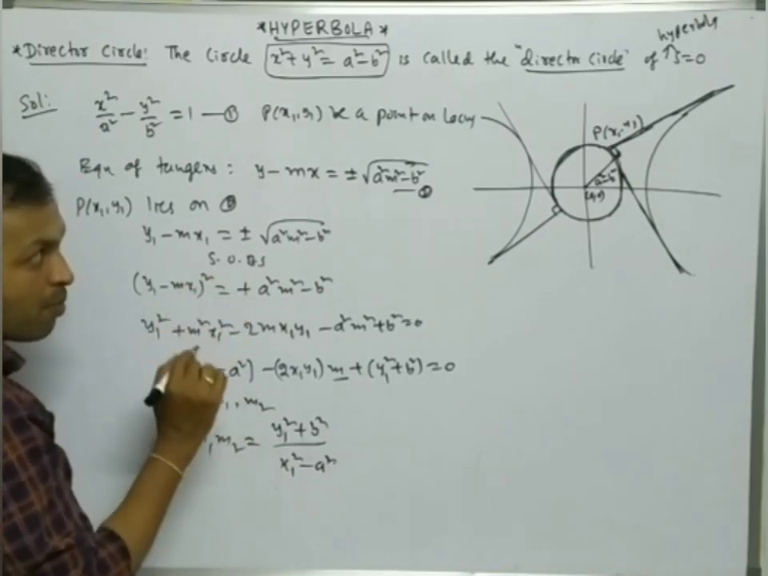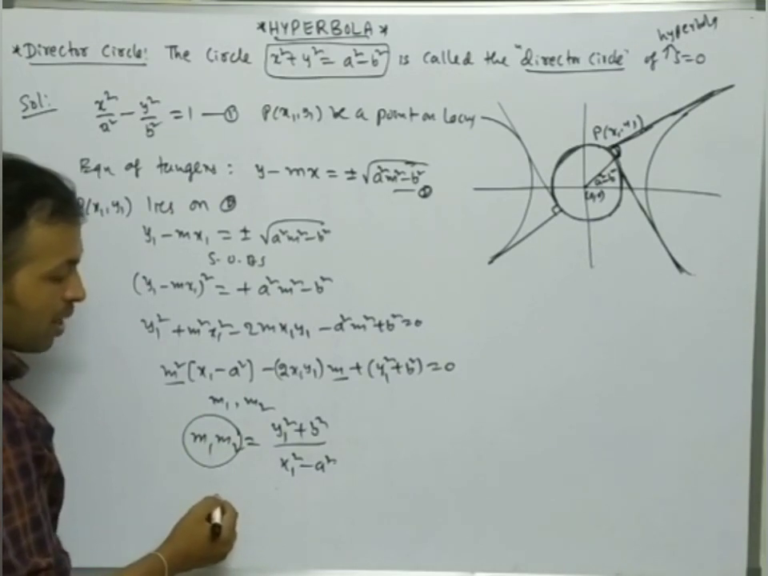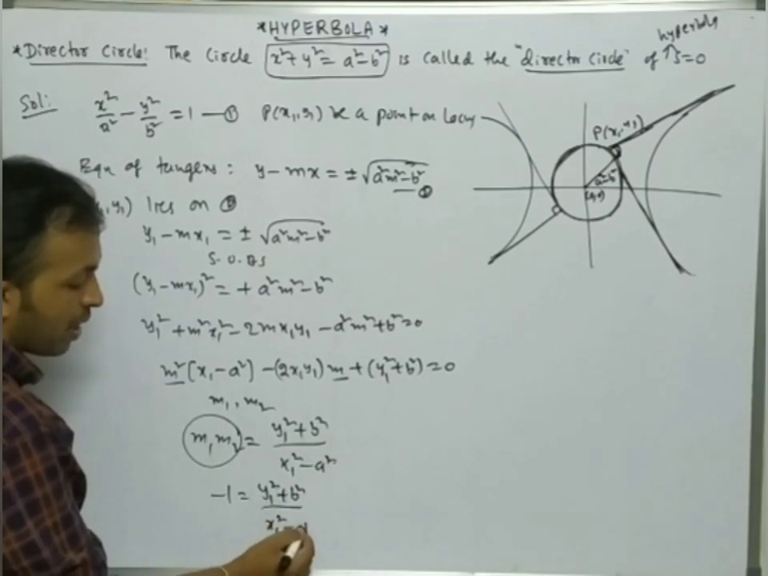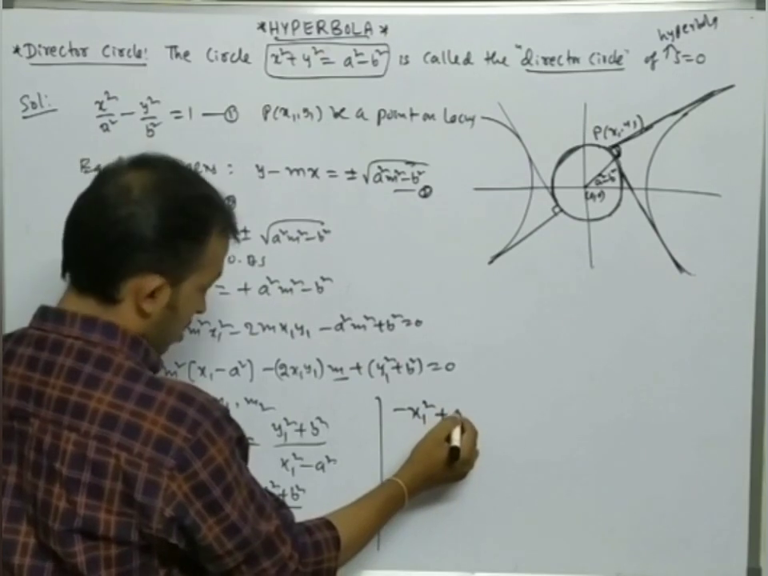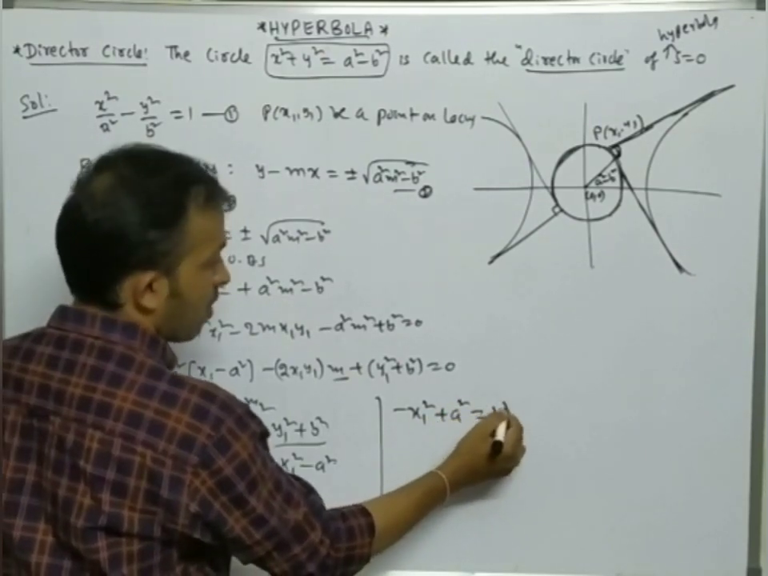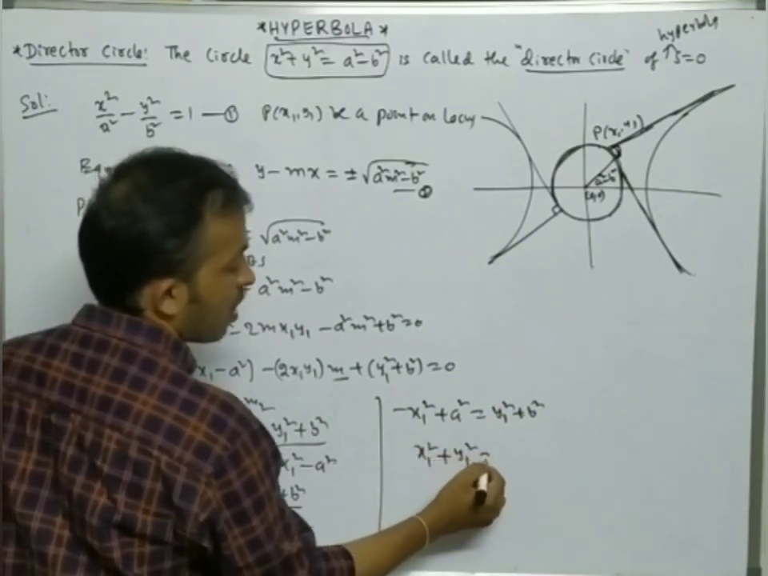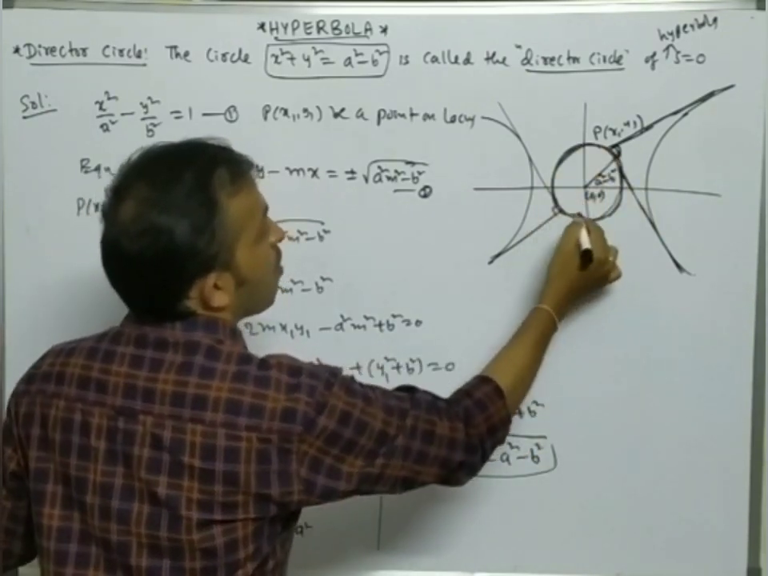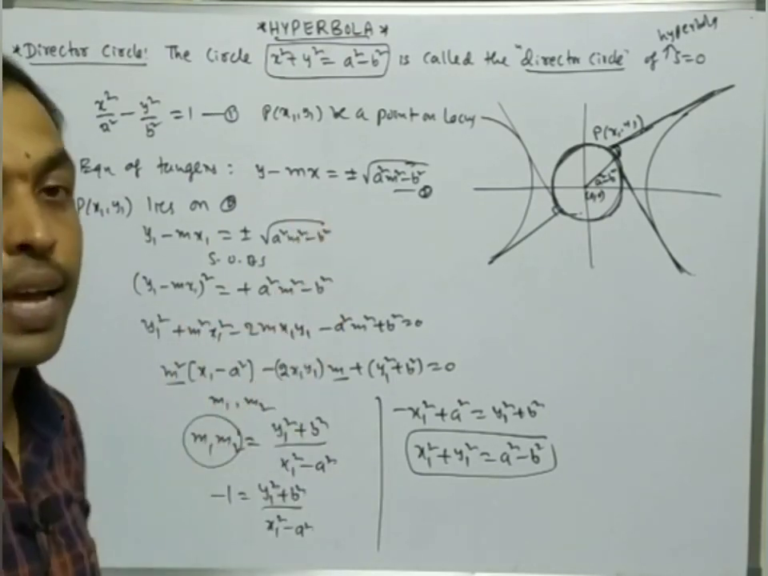As they are mutually perpendicular tangents, the product of slopes is equal to -1. So -1 = (y1² + b²)/(x1² - a²). Cross multiplying, you will get -x1² + a² = y1² + b². Rearranging terms, you will get x1² + y1² = a² - b². So this is the locus of these perpendicular tangents. This is the required locus, and it is called the director circle.